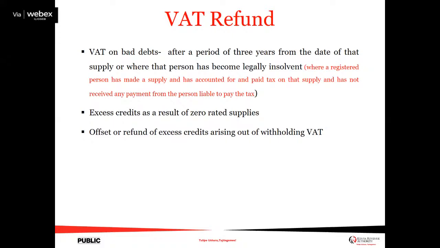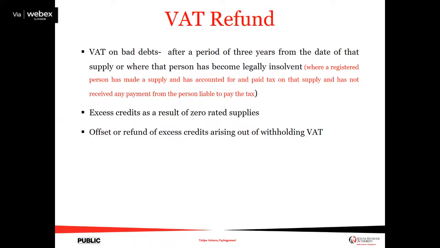One, VAT on bad debts. When I was filing, I used my date of supply. I supplied a product to my customer and accounted for the VAT at that particular time. But when it came to payment, my customer did not pay me. So what happens then? After a period of 3 years from the date of that supply, or where that person becomes legally insolvent, you are allowed to claim this as bad debt. Once you claim it, your account will be managed and verified, and you'll be given your refund back.